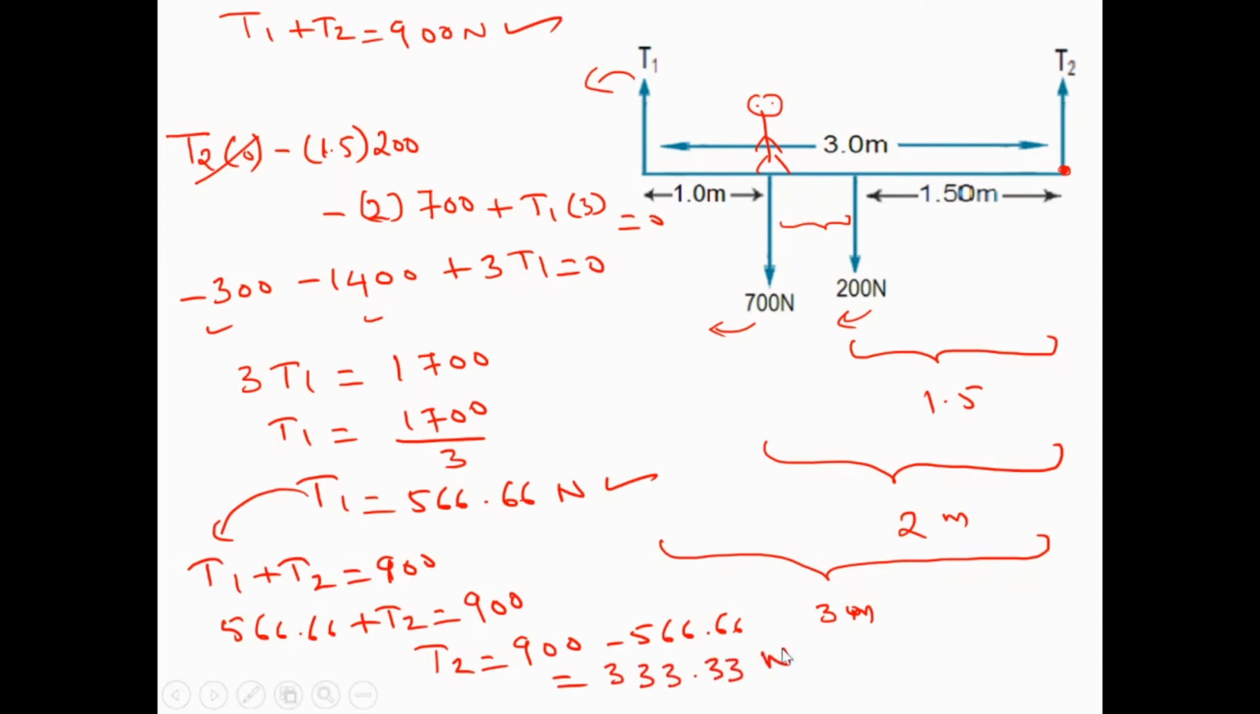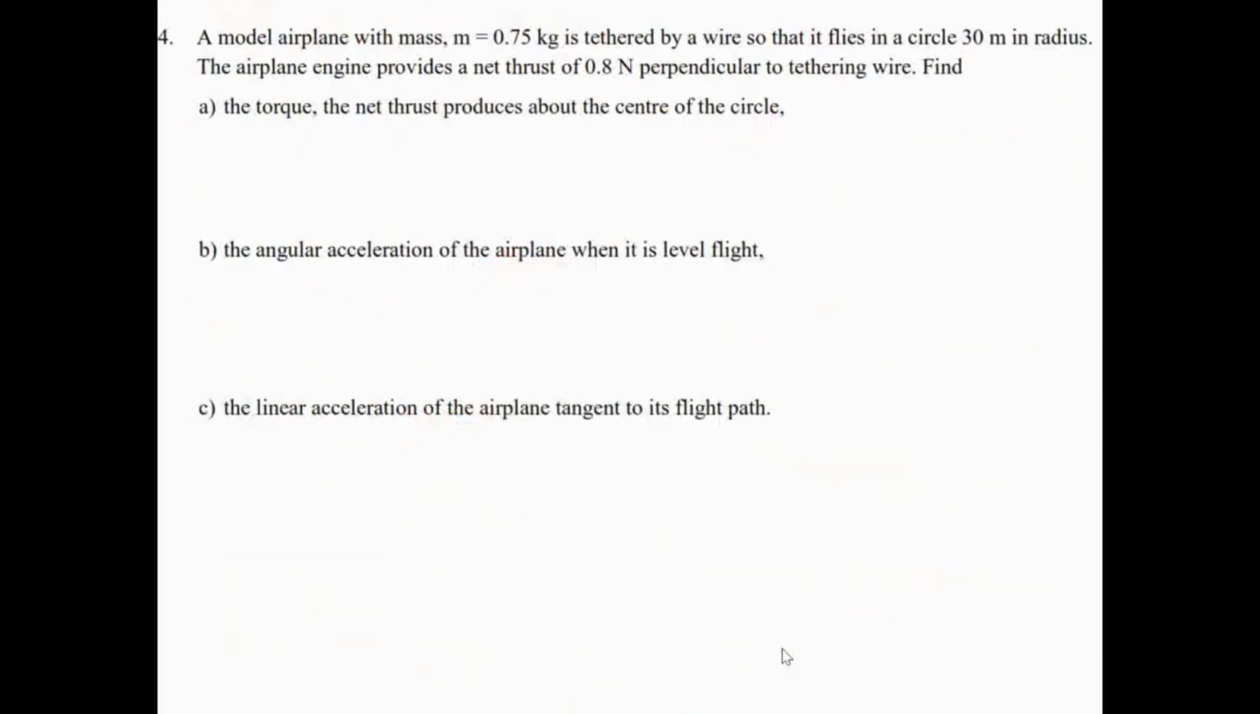333.33 Newton. So from both points of view, if you take the left hand side as the axis of rotation, we got the same answer. If you consider the right hand side as your axis of rotation, again we got the same answer. Am I right? So it doesn't matter whether you consider the left hand side or the right hand side as your axis of rotation. Both will give you the same answer. Understand? Okay, now we have to solve the fourth question.